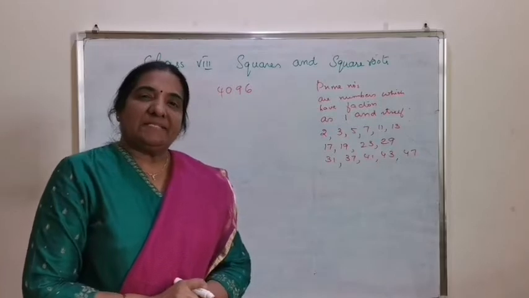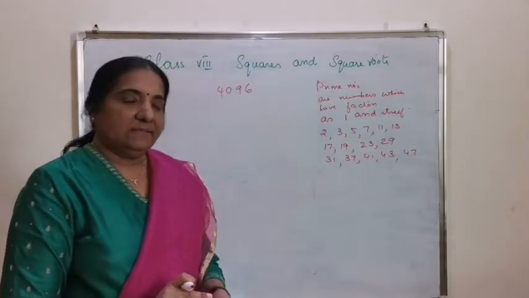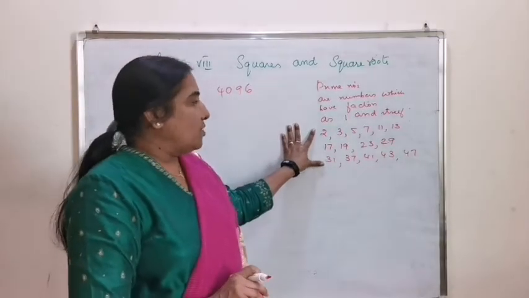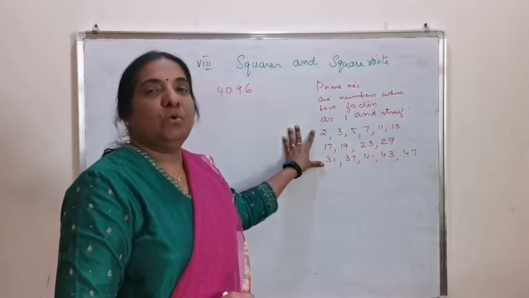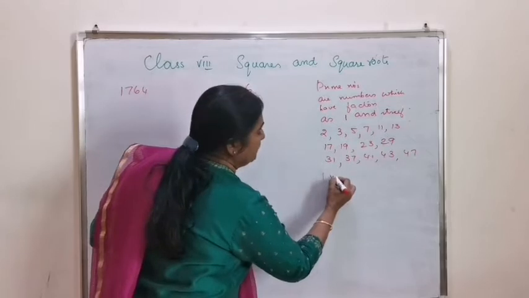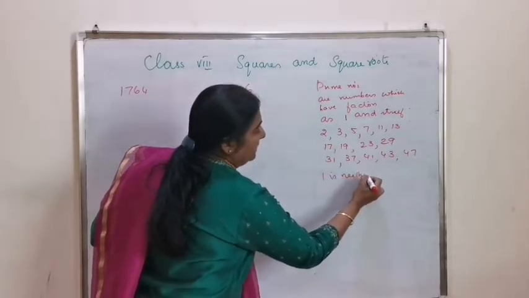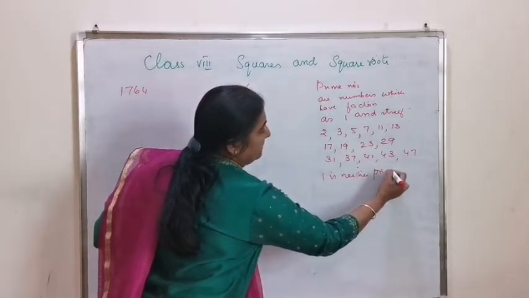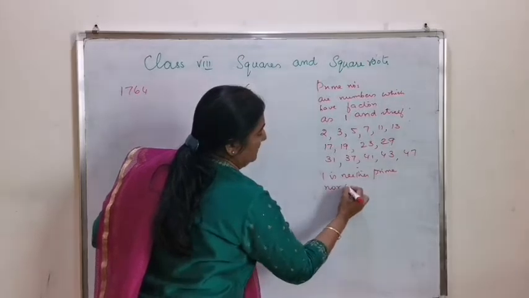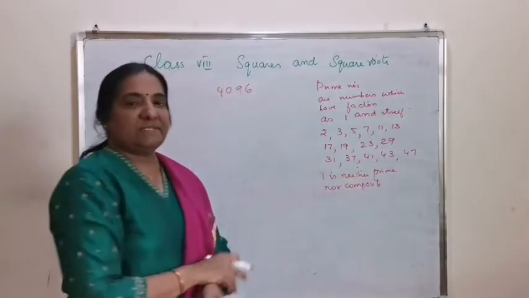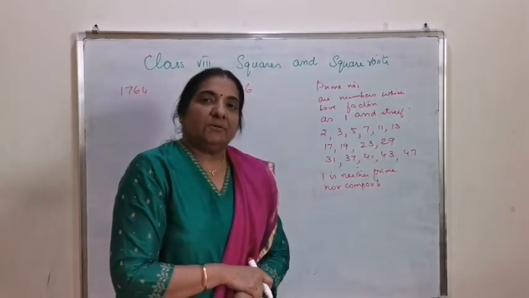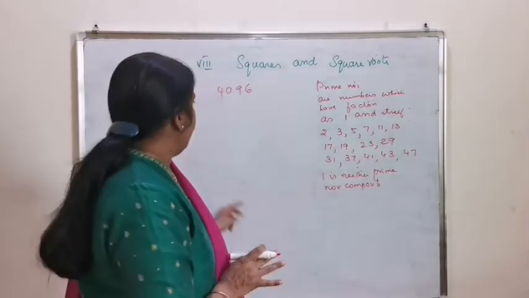Two more examples I will explain. Before that, just copy the prime numbers in your notebook, and one is neither prime nor composite. One is neither prime nor composite. It's a very important fact in maths.